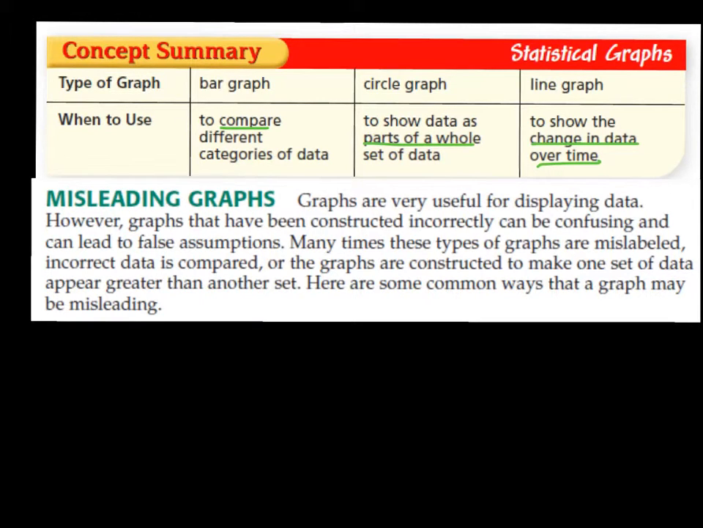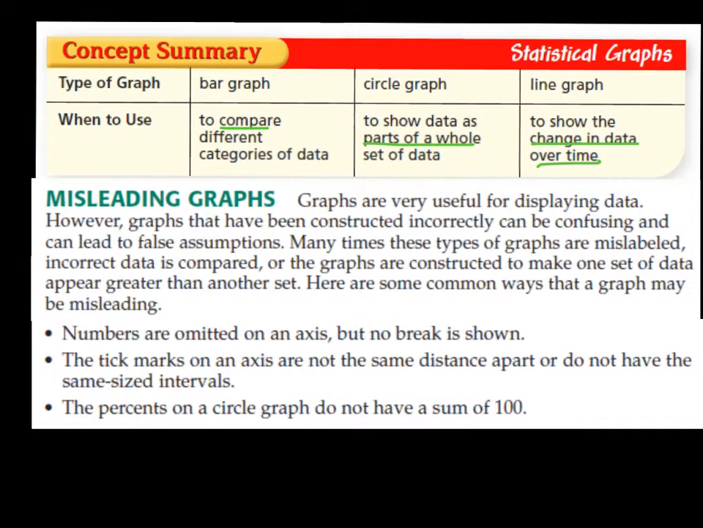Graphs are very useful for displaying data. However, graphs that have been constructed incorrectly can be confusing and can lead to false assumptions. Many times these types of graphs are mislabeled, incorrect data is compared, or the graphs are constructed to make one set of data appear greater than another. Here are some common ways that a graph may be misleading. Numbers are omitted on an axis, but no break is shown. The tick marks on the axis are not the same distance apart or do not have the same size intervals. Or the percents do not have a sum of 100 on a circle graph.